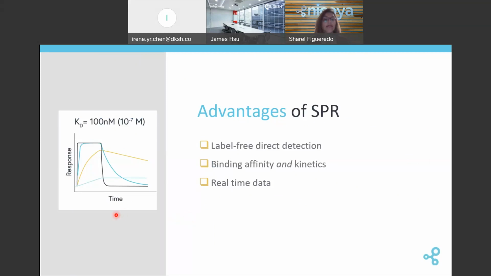Now, shown on the left are 4 interactions on this graph, where they have the same binding affinity of 100 nanomolar. However, as you can see, the rate of association and rate of dissociation differ. As you can see, the shape of the curves are different. Now, this information is important as it provides therapeutic performance information in vivo.